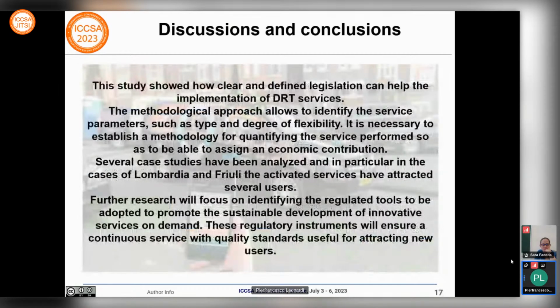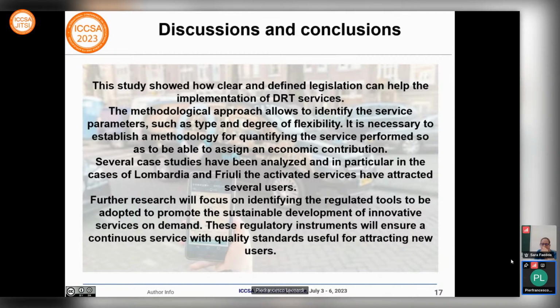This study showed how clear and defined legislation can help the implementation of DRTS services. The methodological approach always identifies the service parameters such as type of degree and flexibility. It is necessary to establish a methodology for quantifying the service and performance so as to be able to assign an economical contribution. Several case studies have been analyzed, and in particular, in the case of Lombardia and Friuli, the active service has attracted several users.